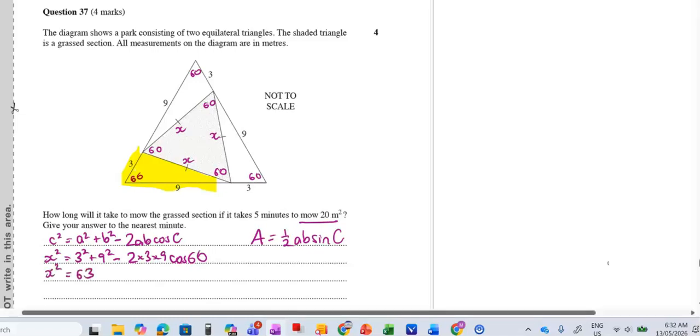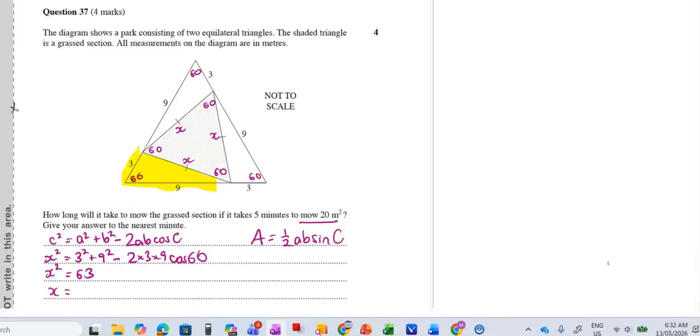I don't want to know what x squared is. I want to know what x is. So x is root 63. I'm just going to leave that in that format. I want to keep it as exact as I can. So now I'm in a position to use the area formula in the smaller triangle. So area equals a half of root 63 times root 63 times sine of 60.